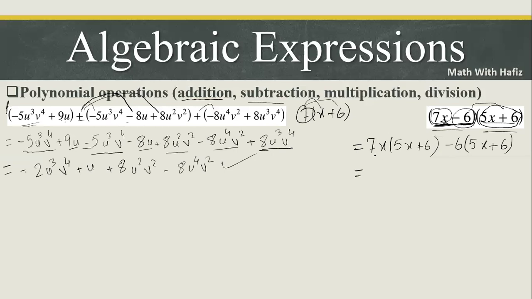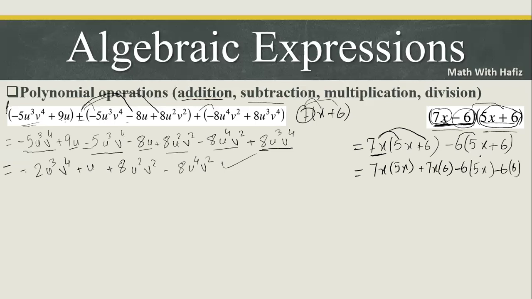Now, I have to use this number, and I will use distributive property again. I will distribute this to first number, and I will distribute this to second term. So 7x multiplied by 5x plus 7x multiplied by 6. And the same concept here, I will use distributive property and distribute this -6 inside to both terms separately. 5x, -6 multiplied by 6.